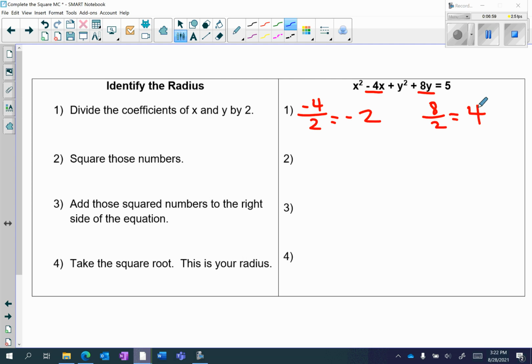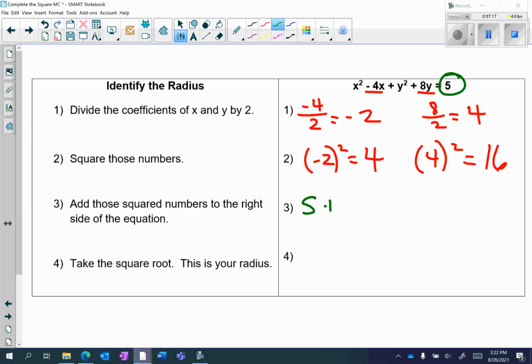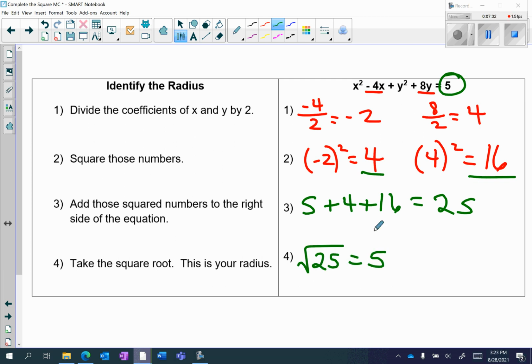Step 2, square those numbers. So I'm going to have negative 2 squared, which is going to give me 4. And I'm going to have 4 squared, which is going to give me 16. Add those square numbers to the right side of the equation. On the right side of the equation, I have a 5. So I'm going to take that 5 and add 4 and 16, and I'm going to get 25. Then it says take the square root. This is your radius. So the square root of 25 is 5.